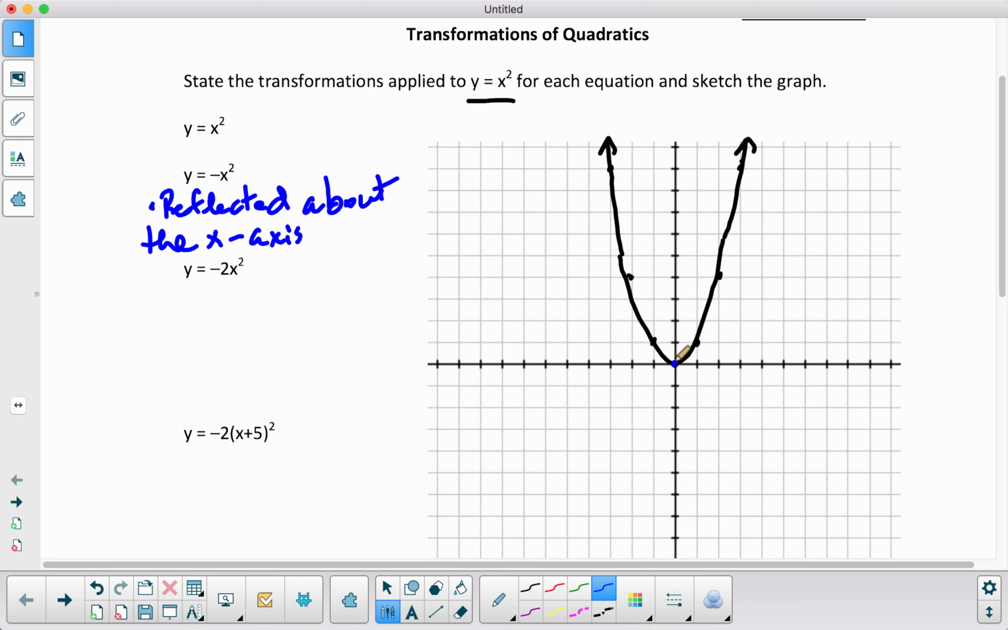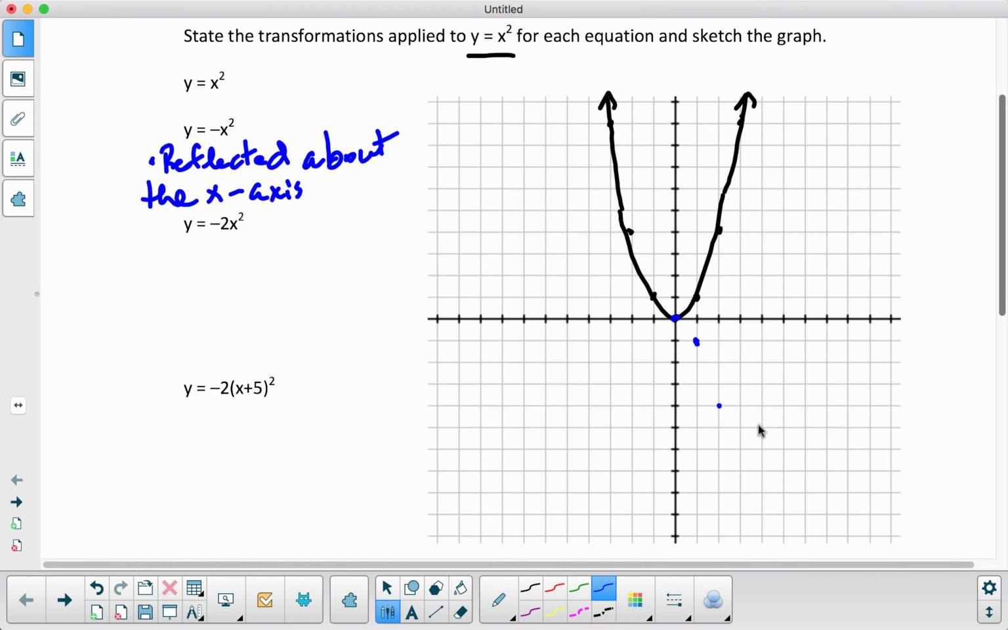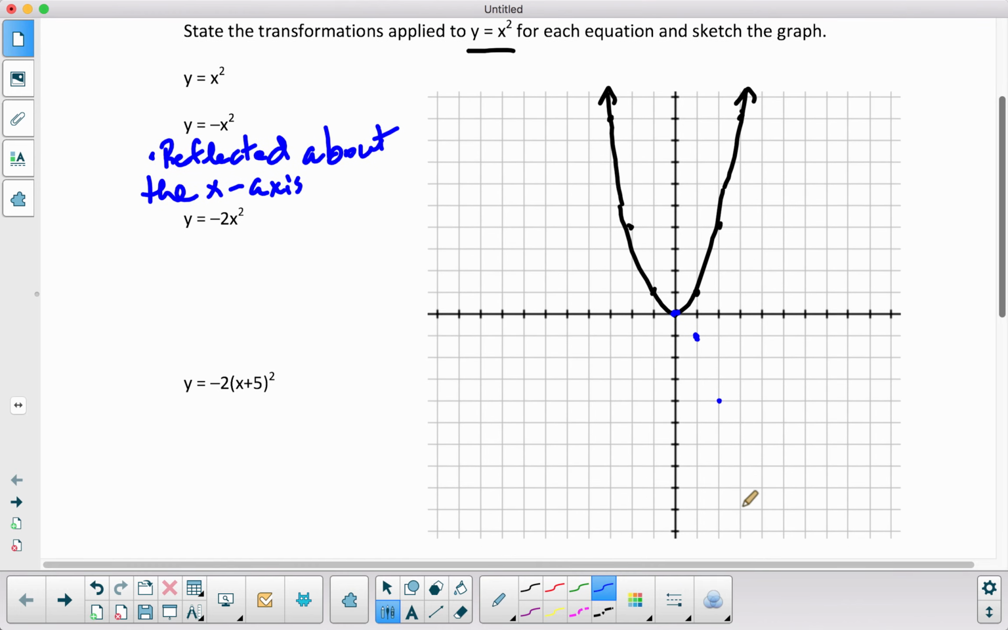So 0, 0 stays the same. But this point, 1 and 1, gets mirrored down here. So now it's 1 and negative 1. And then 2 and 4 becomes 2 and negative 4. 1, 2, 3, 4. And 3 and 9 becomes 3 and negative 9. 1, 2, 3, 4, 5, 6, 7, 8, 9 is down there. Oops. 5, 6, 7, 8, 9.